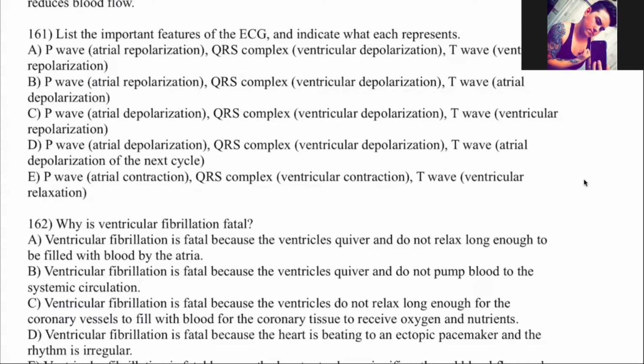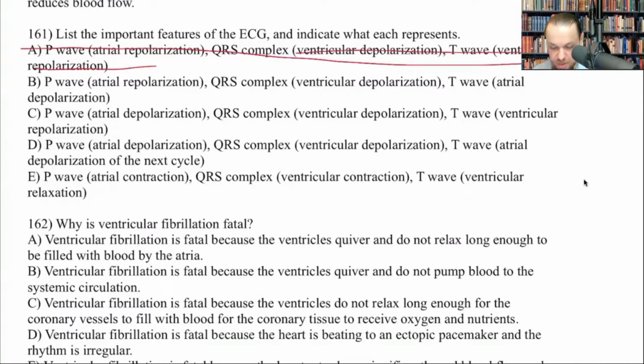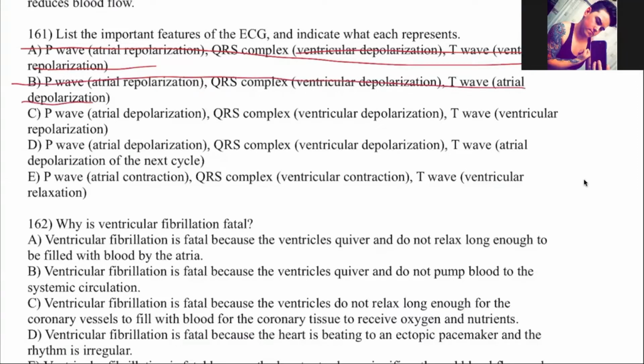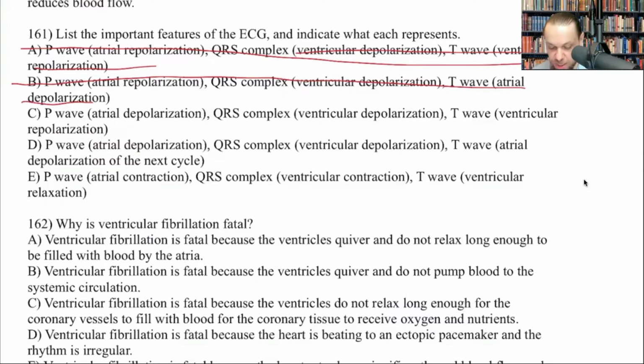It's not A, B. That is correct. But the better way I would go about it, right? If I would look at the first choices, which one makes sense? We know the P wave is not atrial repolarization, so we can right away exclude A and B. P wave is atrial depolarization.